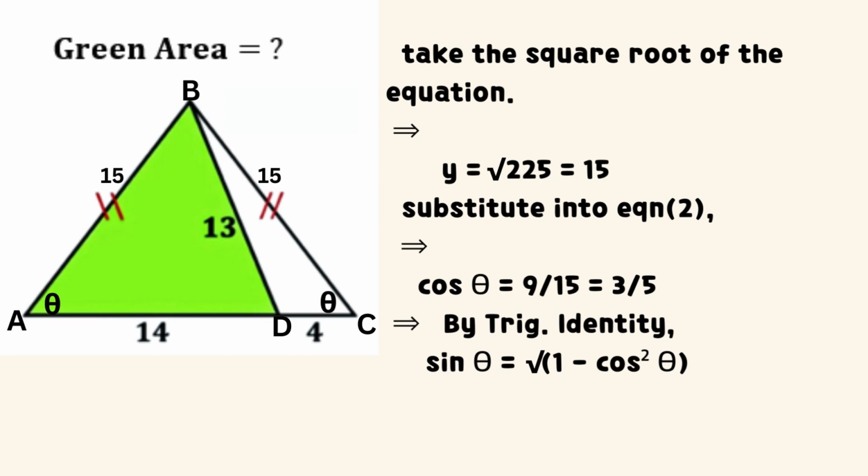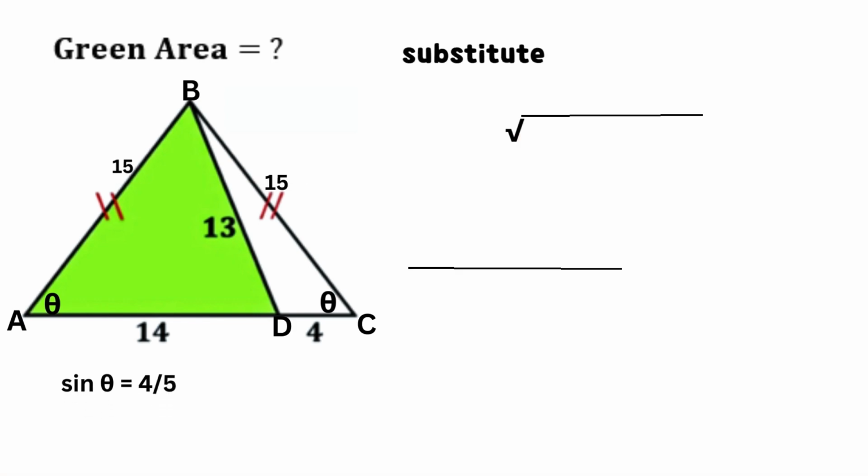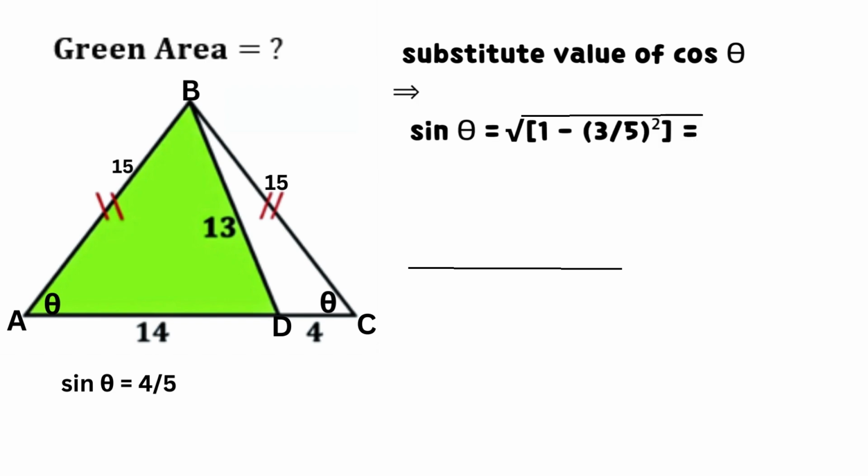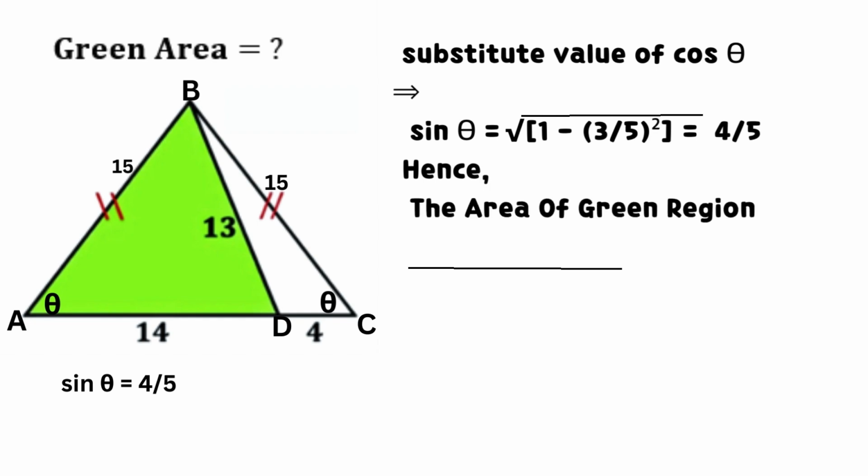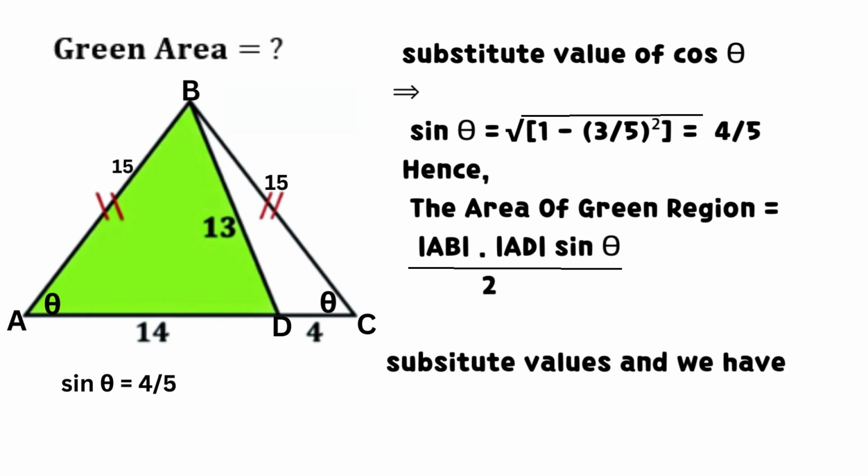By trigonometric identity, sine theta equals the square root of 1 minus cosine squared theta. Substitute the value of cosine theta. It follows that sine theta equals the square root of 1 minus (3 divided by 5) squared, which equals 4 divided by 5.